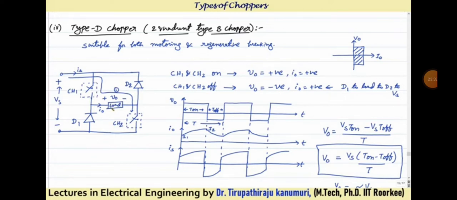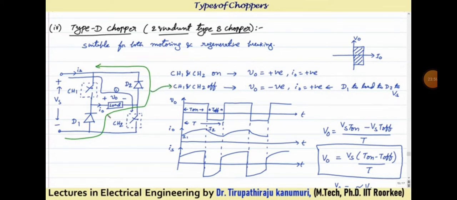Now when the choppers CH1 and CH2 are off, when both the choppers are off, what will happen? The property of the load is that it cannot change the current suddenly, because it will generally have an inductor. So to continue the current in the same direction, it will start passing the current through the diode D1 and this diode D2, and supply back like this. In this way the current will pass. So this is the case for CH1 and CH2 off.